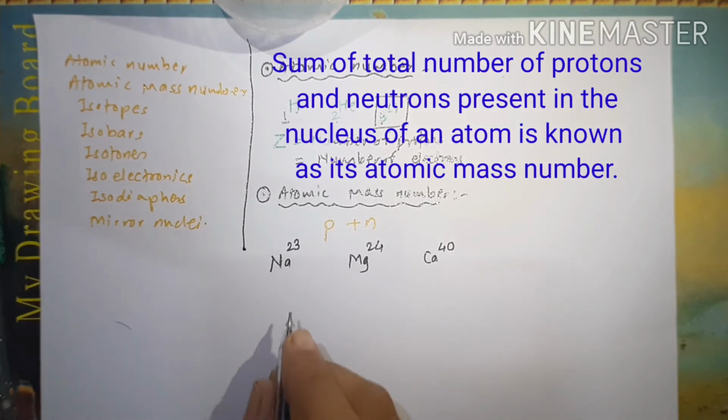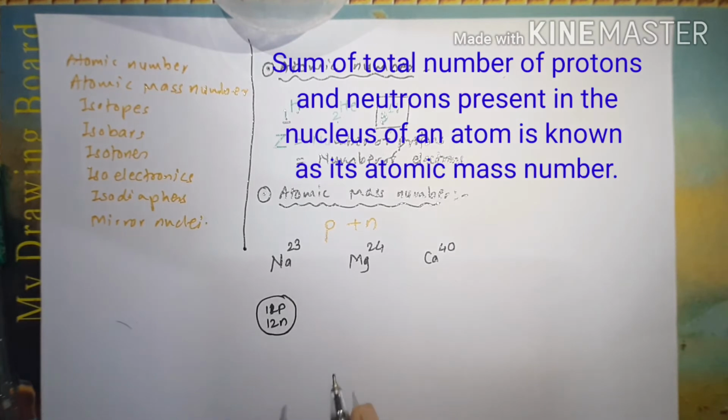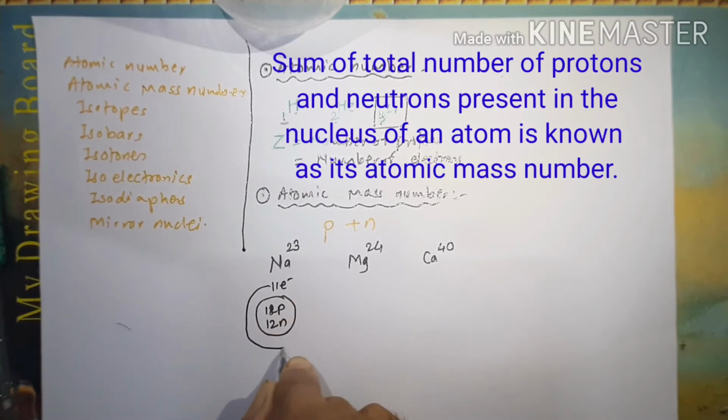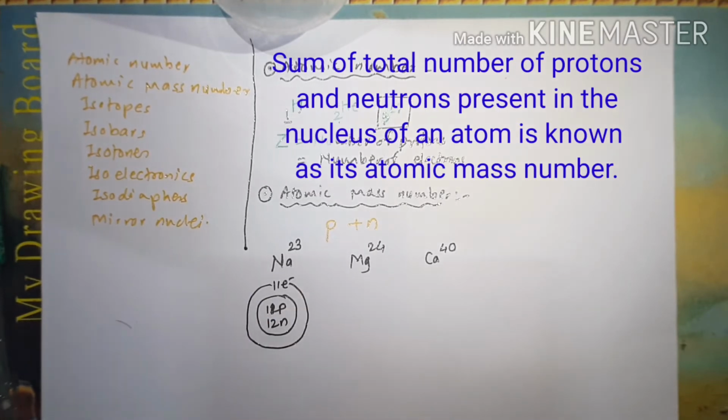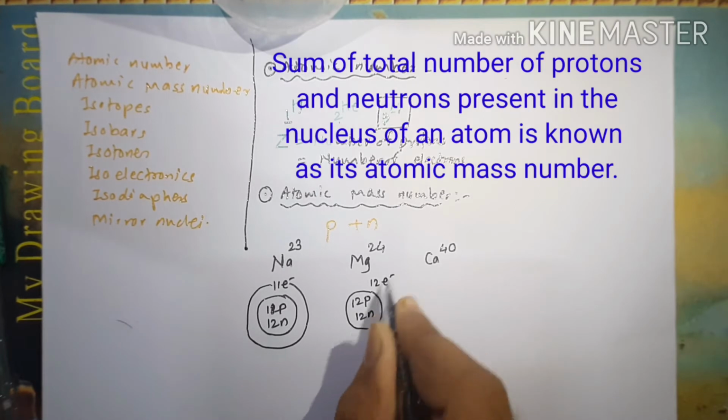What does it mean? It means that sodium consists of 11 protons and 12 neutrons in its nucleus. As we studied, the number of protons is equal to the number of electrons, so 11 protons and 11 electrons are there. So atomic mass number is the sum of the number of protons and neutrons in the nucleus of an atom. In the case of magnesium, there are 12 protons and 12 neutrons in the nucleus of magnesium. 12 electrons are revolving.